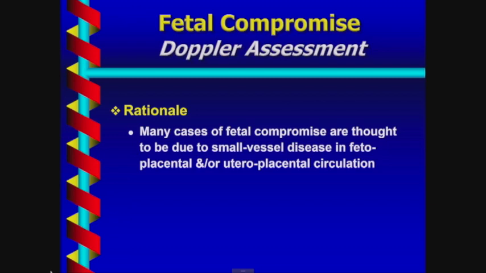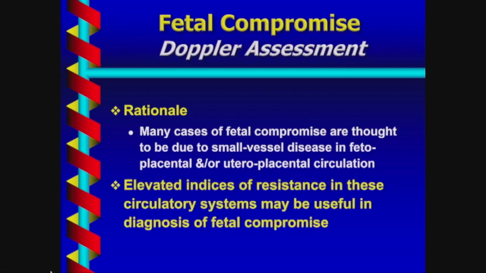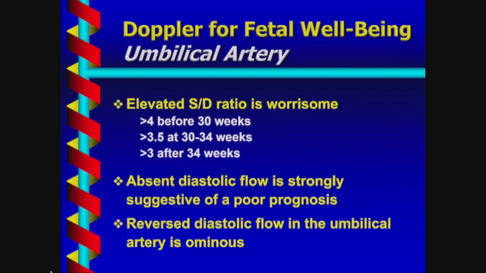Fetal compromise is yet another area where measurements apply. The rationale for Doppler in looking for fetal compromise is that many cases of fetal compromise are thought to be due to small vessel disease in the fetoplacental and/or uteroplacental circulations. So elevated indices, whether resistive indices or other indices, in these circulatory systems may be useful in the diagnosis of fetal compromise.